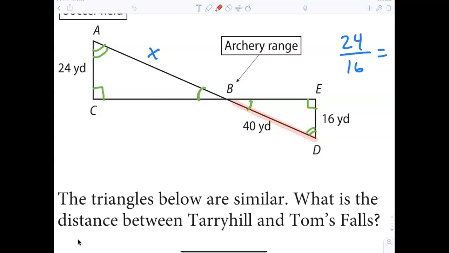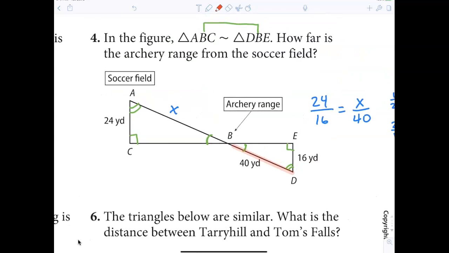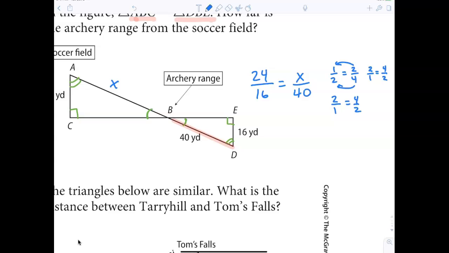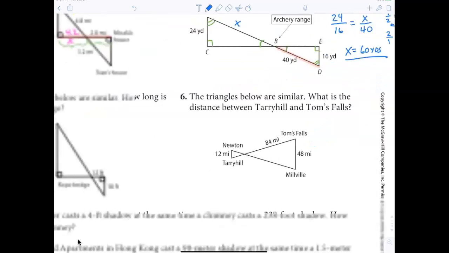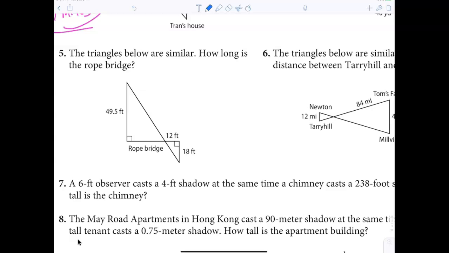I always tell kids you should always look at the similarity statement and just mark the angles congruent. Then it's easier to see what goes with what. You with me on that? Harrison, good job. What did you get? What's the answer? X equals how much? 60 yards. Anybody else get 60 yards? Good. I think that's what it says. Soccer field to archery. All right, here we go with number 5.